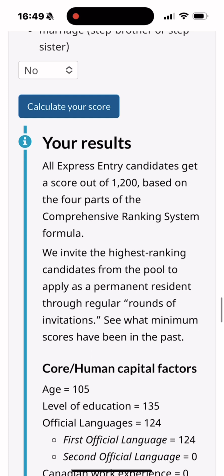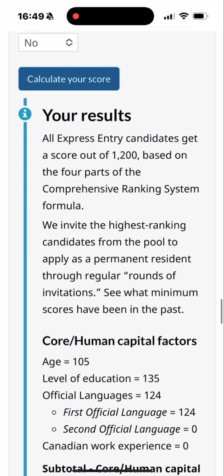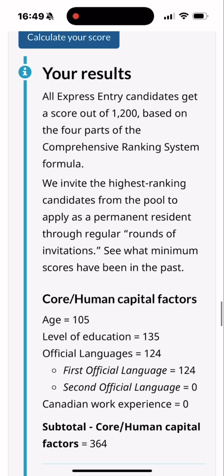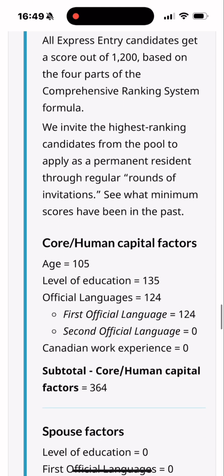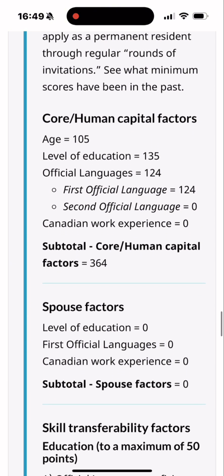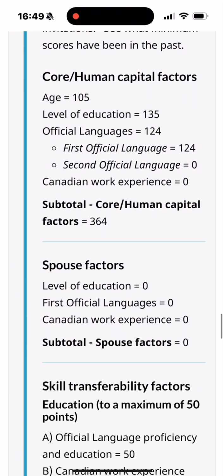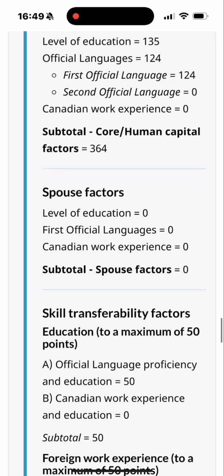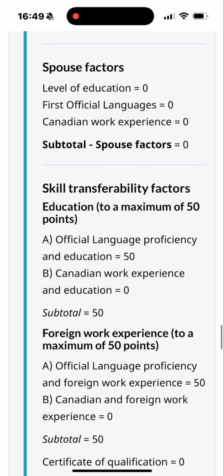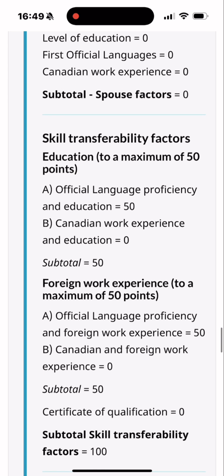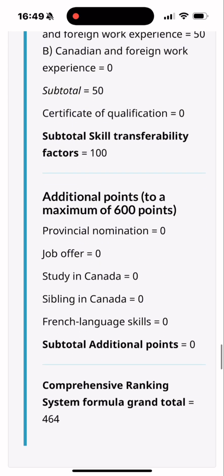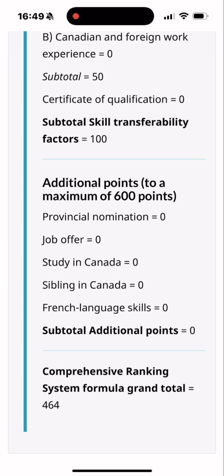It gives you the score that you have based on various categories, based on the core human capital factors. From this, you can see that for age, there's 105, then level of education, official language, second language gives 0, the spouse, because you don't have a spouse, 0, and skill transferability factors, like your education combined with official language proficiency, you have 50, and the total is 464.